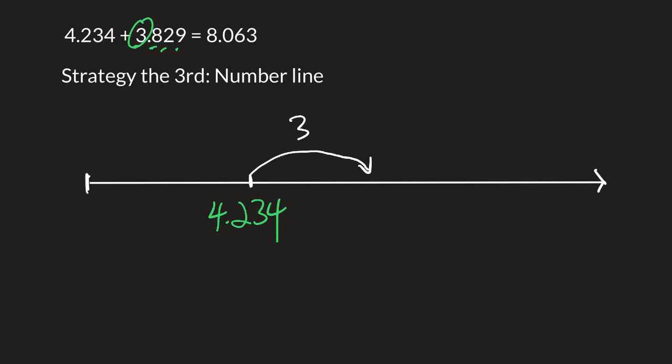So we're adding 3 ones. And what would that make this? It would then make this 7.234.